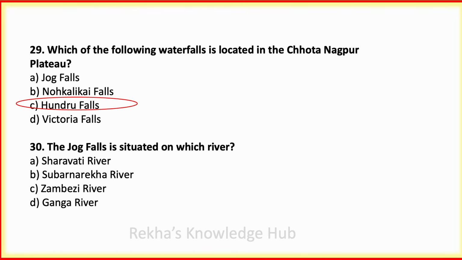The next one, the Jog Falls is situated on which river? Sharavati River, Subarnarekha River, Zambezi River, Ganga River. Sharavati River. Jog Falls is situated on the Sharavati River in the Western Ghats.